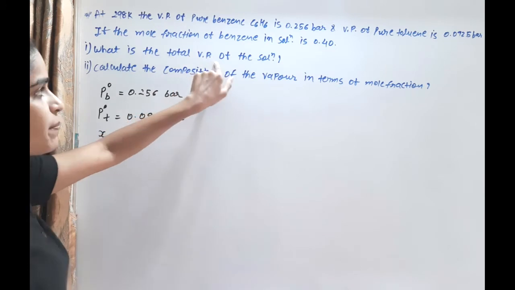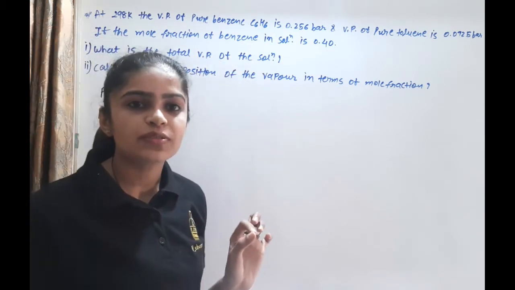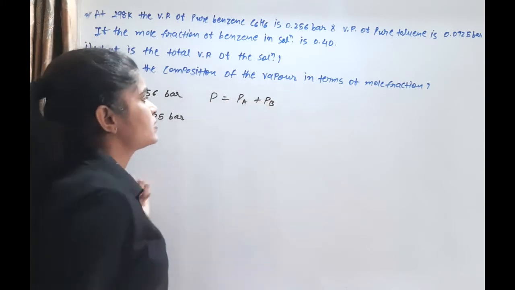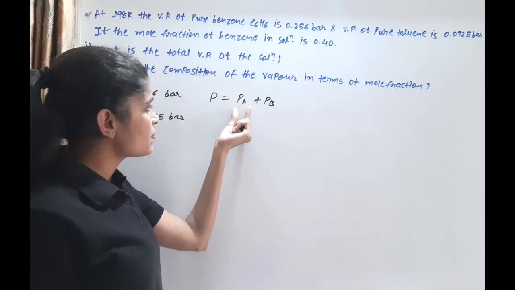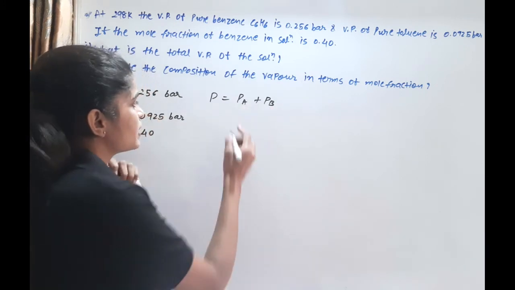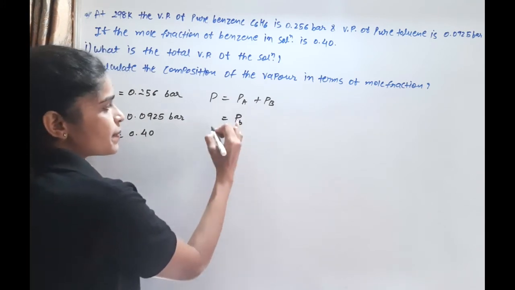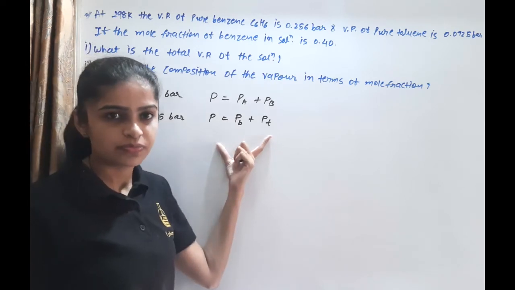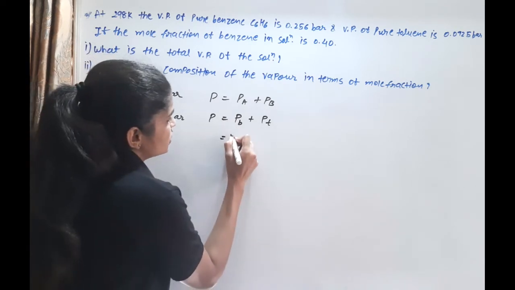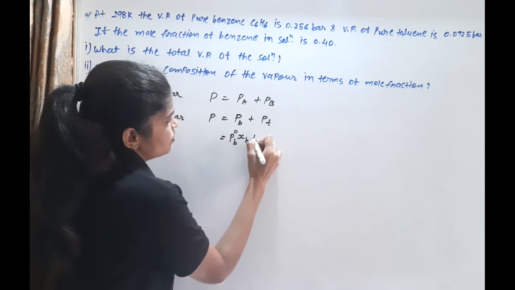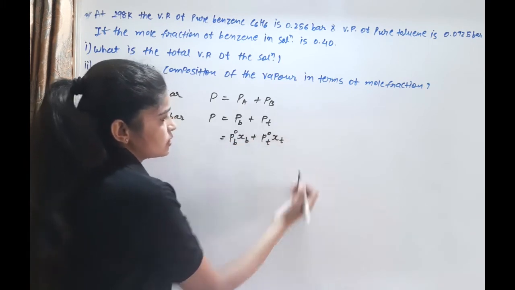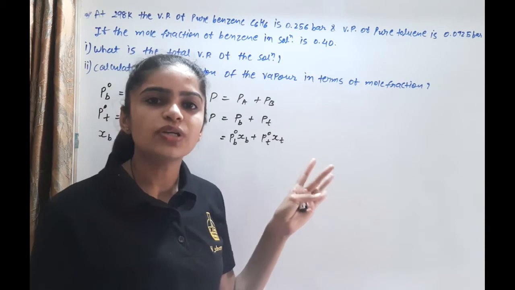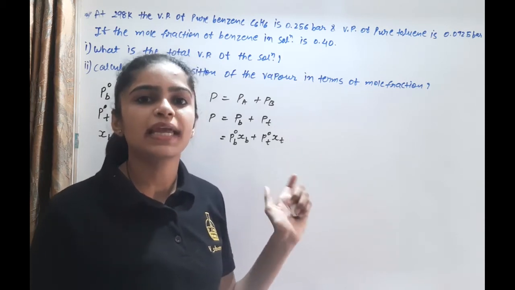What is the total vapor pressure of the solution? Total vapor pressure of the solution means the total P is equal to PA plus PB. This obeys Raoult's law. This is the partial pressure of A and the partial pressure of B, where these are the partial vapor pressures of benzene and toluene. Find out the total vapor pressure. So P is equal to P0B into XB plus P0T into XT, because the partial pressure of component A is equal to the vapor pressure of pure component A times its mole fraction.